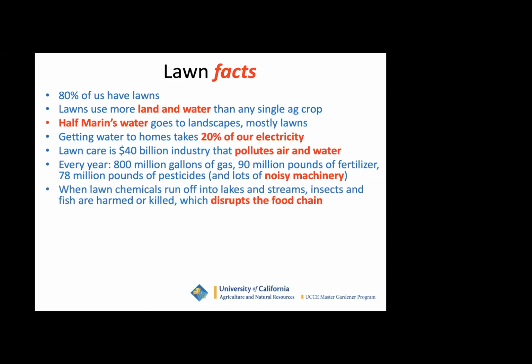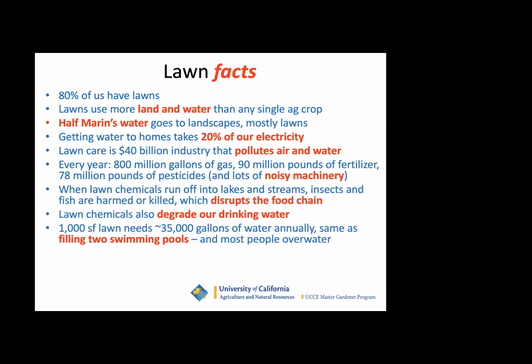One of the risks of lawn chemicals, and some of them, of course, are things we consider safe, like nitrogen and so forth. But the problem is that when they run off with water, after we water our lawns or after it rains, it runs off into our lakes and streams, and it really gets our insects and fish. And so that ultimately disrupts the food chain, which is not something we want to do. And this ultimately degrades our drinking water, not something we want.